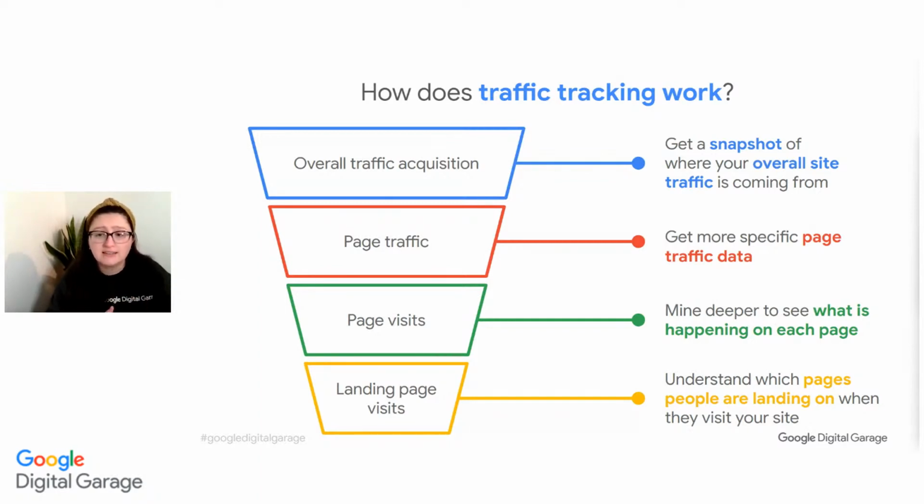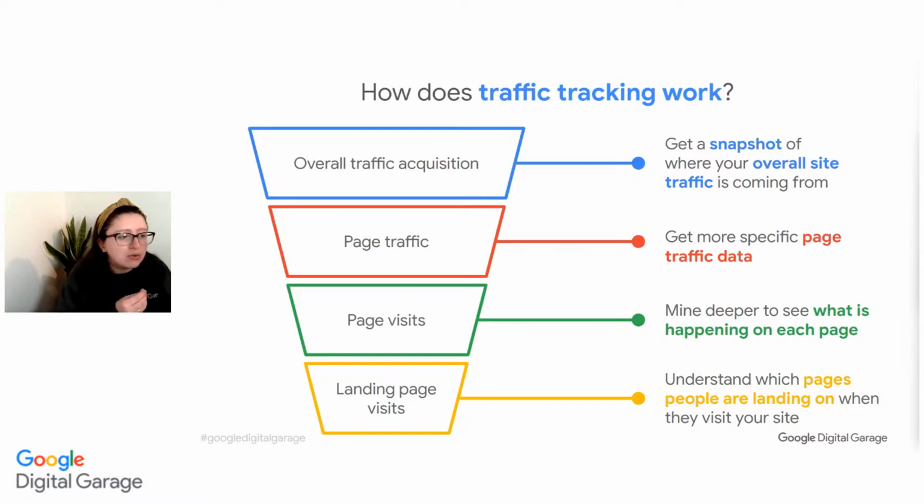Each option is going to give us slightly more specific information so that we can really start with maybe an overall snapshot at the very top of our sales funnel here. We can start with that overall snapshot, understand that overall traffic, where is it coming from? And then we can start to dive deeper. So then we can start to understand, okay, what's happening on specific pages with that page traffic? What's happening when we refine that down to the page visits?